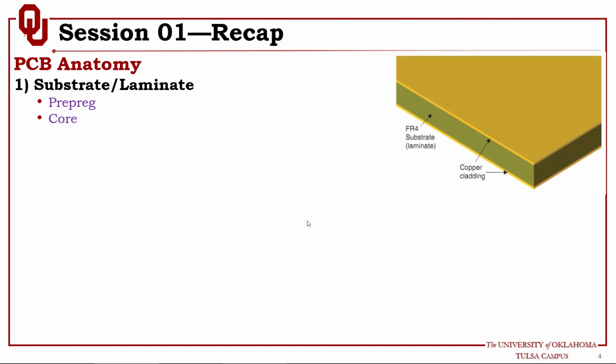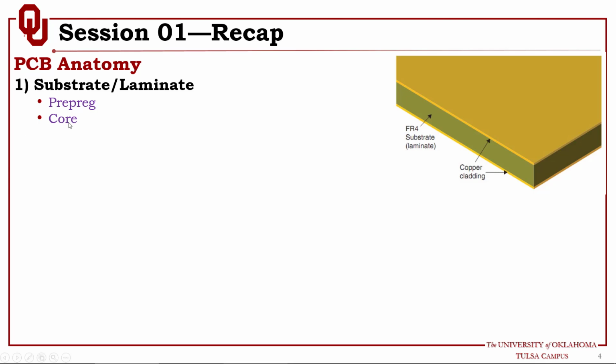Basically, the substrate or laminate separates the copper layers, and they have 2 types. The first one is called pre-preg. Pre-preg is a pre-impregnated bonding sheet. It's basically B stage, meaning it's a semi-hardened state of the resin, and it has to go through thermal setting to be fully hardened.